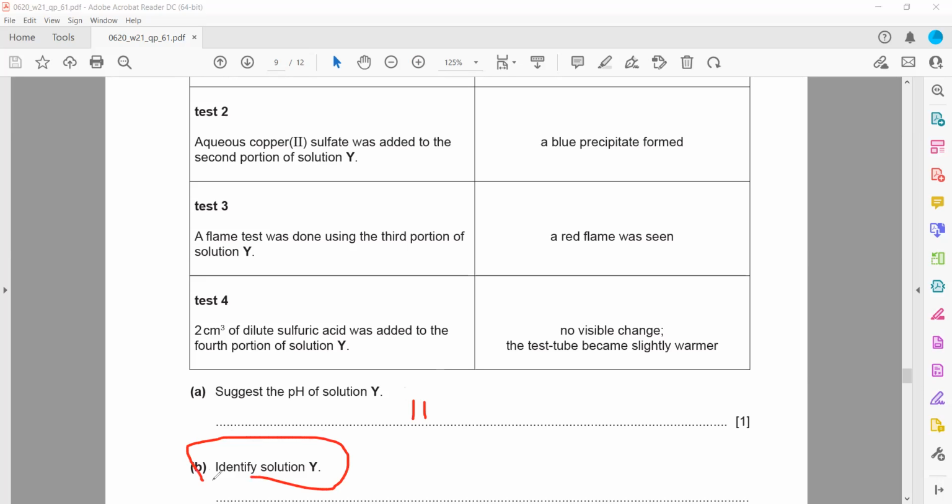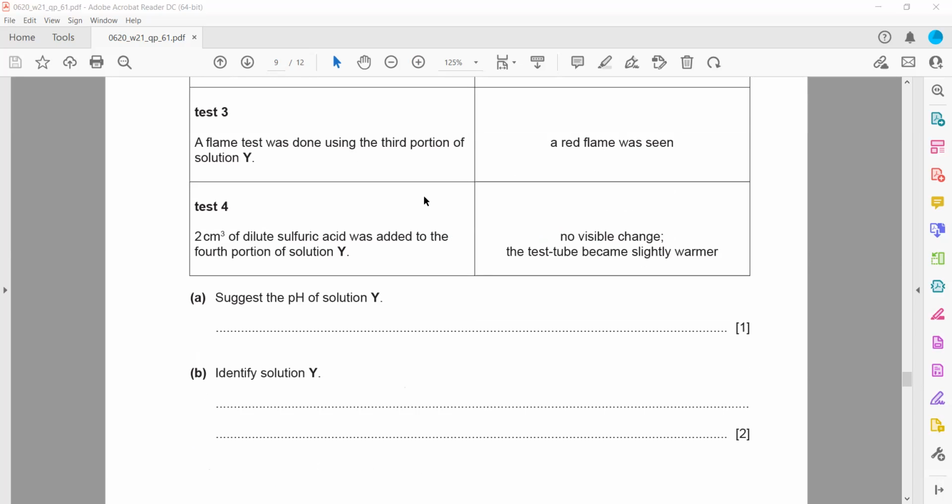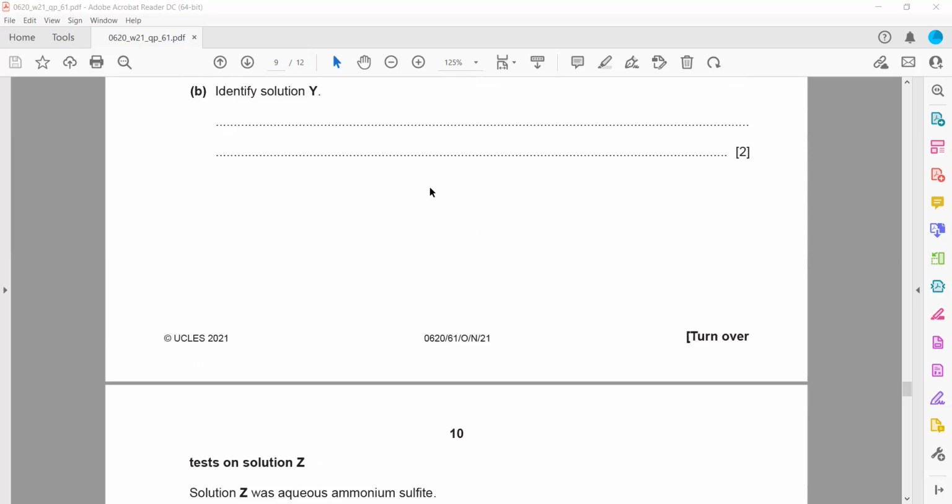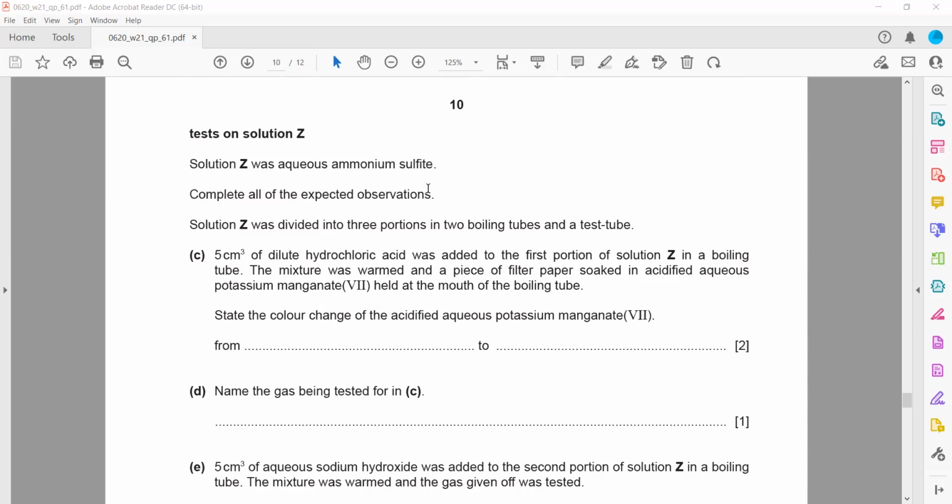Identify solution Y. So what is solution Y? The flame test indicates that it contains a lithium ion, and the universal indicator shows that it's an alkaline solution, so hydroxide is there. So the identity of solution Y is lithium hydroxide. One mark is for mentioning lithium, and the second mark is for mentioning hydroxide.